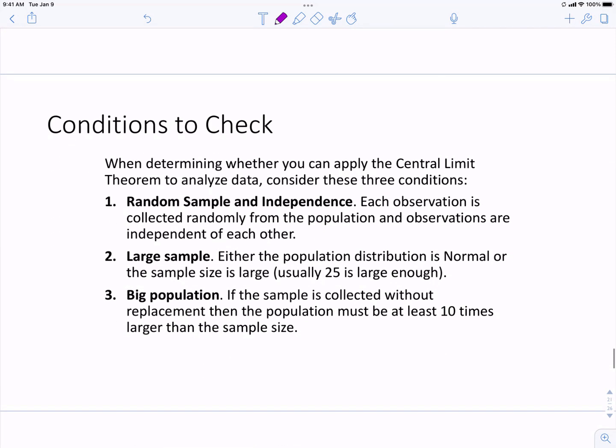When you want to use the central limit theorem, there are 3 conditions that have to be in place. You have to have a good sample. In other words, the sample has to be random and independent. Your sample size has to be large, and usually a sample size of at least 25 is large enough. And your population has to be large. That's usually not a problem, because if your population wasn't large, you would be studying everyone in the population, not using a sample. So the key one here is to make sure that your sample size is large.